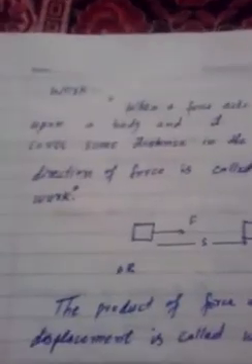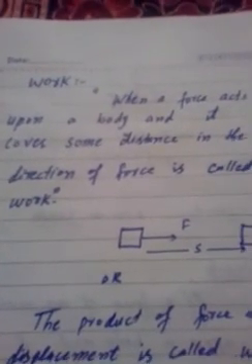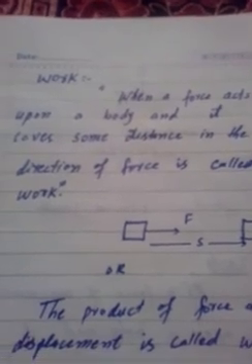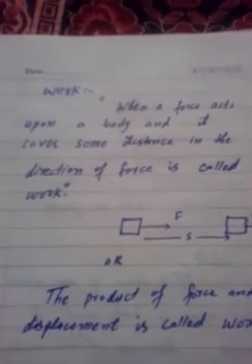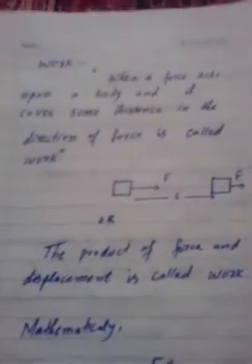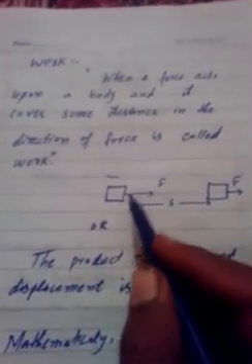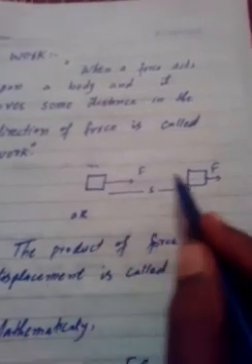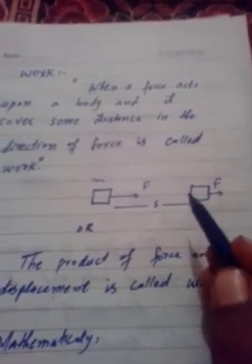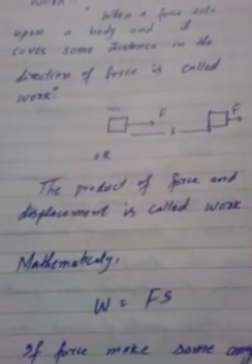First of all, I start my topic from work. What is work? When a force acts upon a body and it covers some distance in the direction of force, it is called work. For example, we have a body of mass m. When force F is applied on it and the body covers some distance s in the direction of force, then work will be done. We also say that the product of force and displacement is called work.